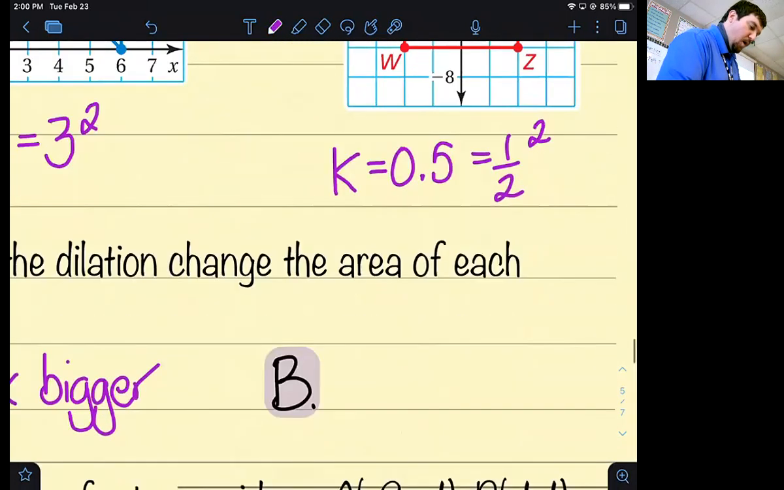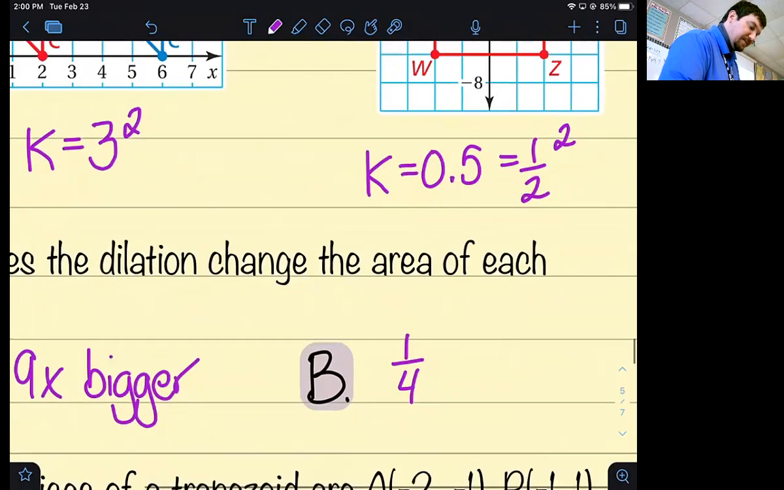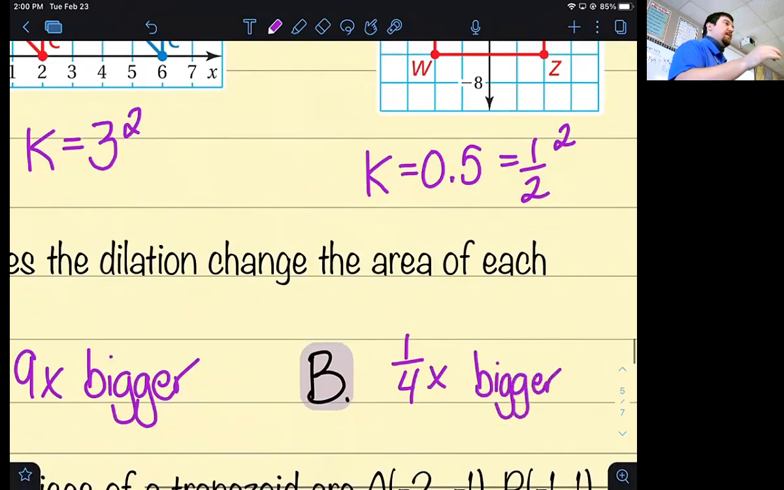So it was 1/4 times bigger. Technically smaller, I know what you're thinking, but what I'm saying is you'd be multiplying it by a fourth. So it's actually smaller.